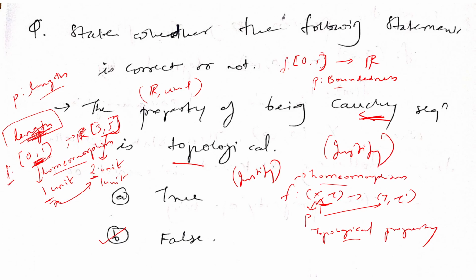Now let's move to the next question. State whether the following statement is correct or not. The statement is, the property of being a Cauchy sequence is topological. State whether it is true or false and justify it.